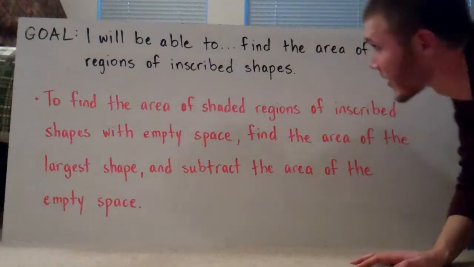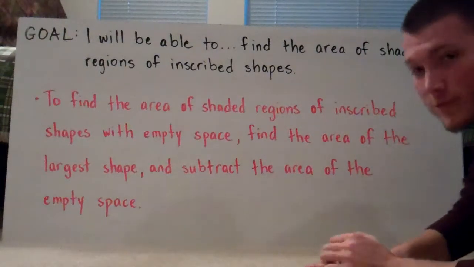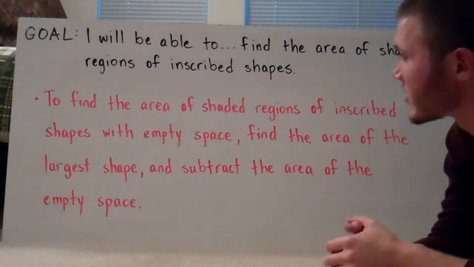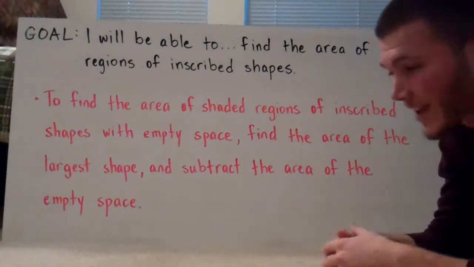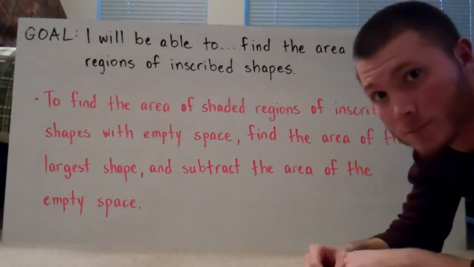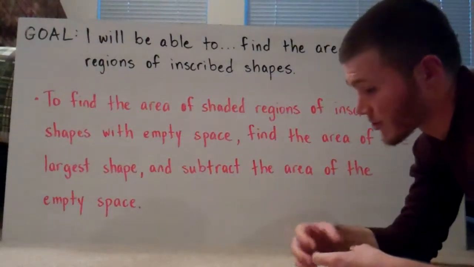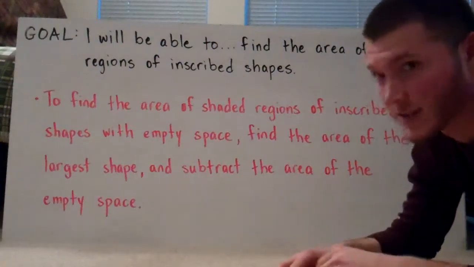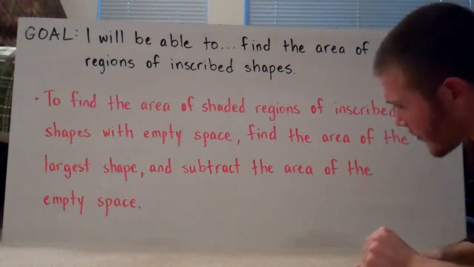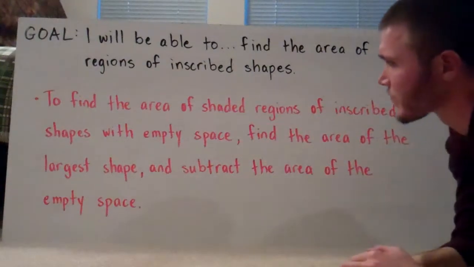Alright, check it out, class. The goal for you tonight is to be able to find the area of shaded regions of inscribed shapes. Inscribed just means shapes drawn within shapes, like a circle inside of a trapezoid, craziness. Now, the goal, well, I already went over the goal, but get this down in red.